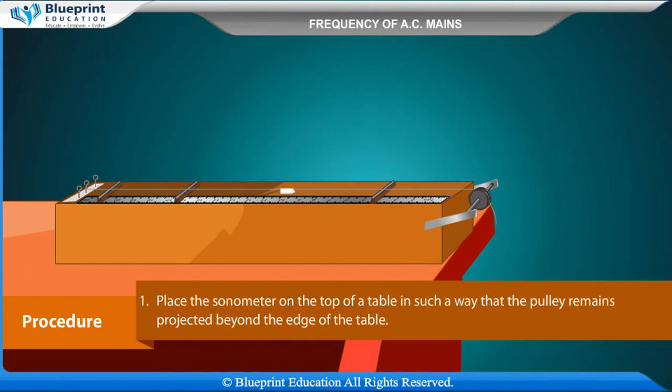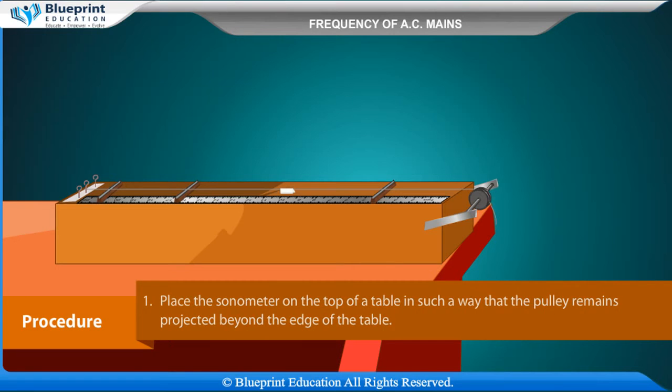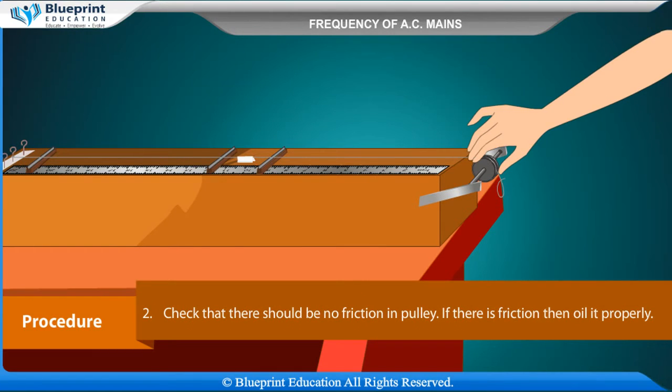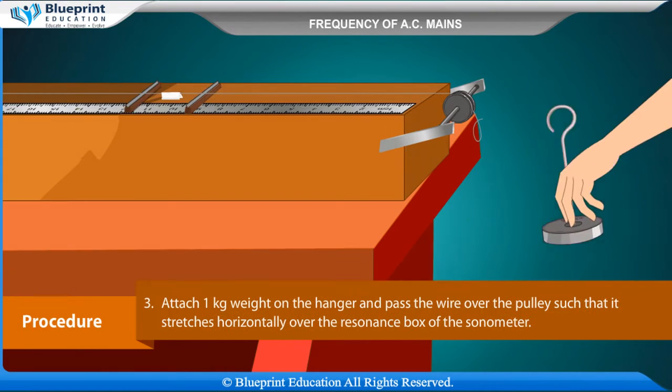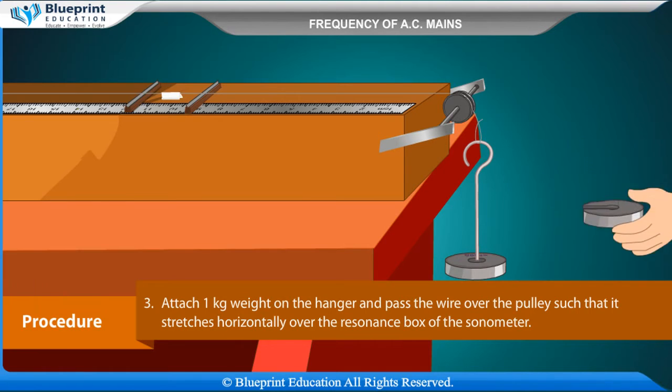Procedure. Place the sonometer on the top of a table in such a way that the pulley remains projected beyond the edge of the table. Check that there should be no friction in the pulley. If there is friction, then oil it properly. Attach a 1 kg weight on the hanger and pass the wire over the pulley such that it stretches horizontally over the resonance box of the sonometer.